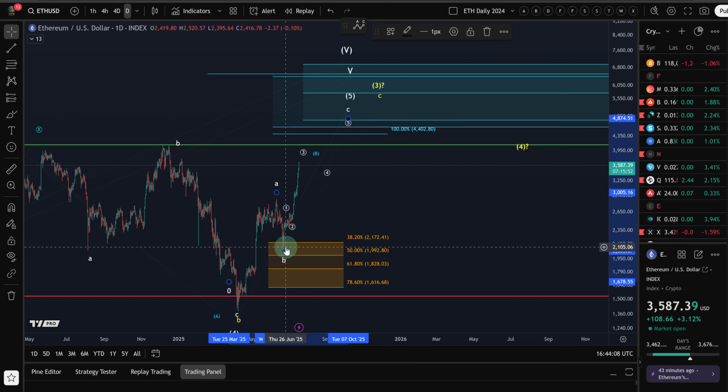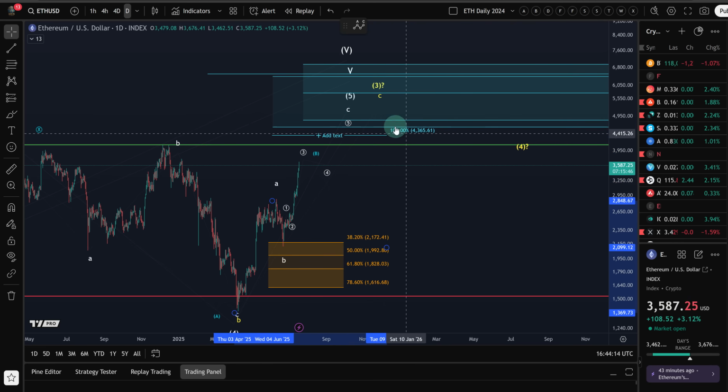And in one of the last videos, I shared with you what the first ideal target is for this C wave to the upside, and it is the 100% Fibonacci extension, located at $4,400. And this is a key target, this level, $4,400. We can get there in 5 waves, and at the moment we're likely still moving in the 3rd wave.